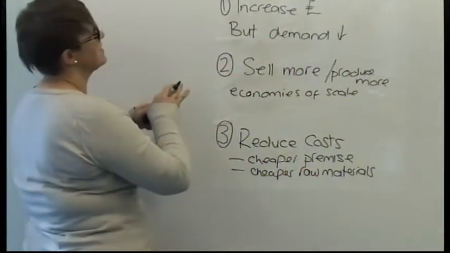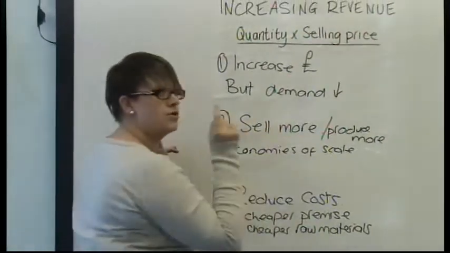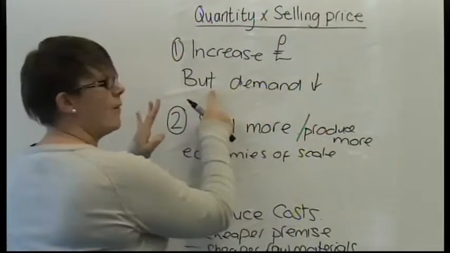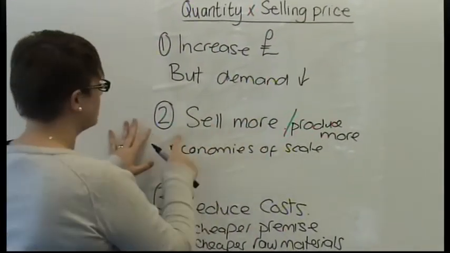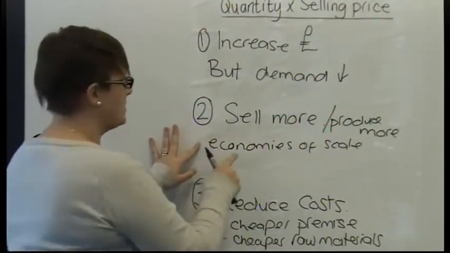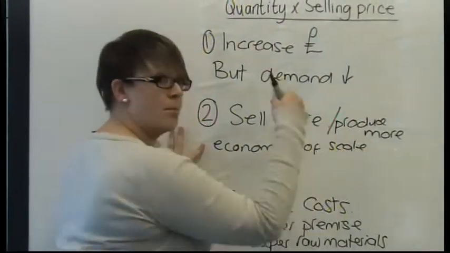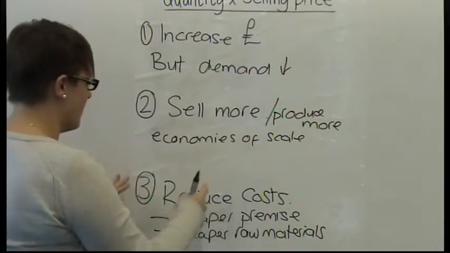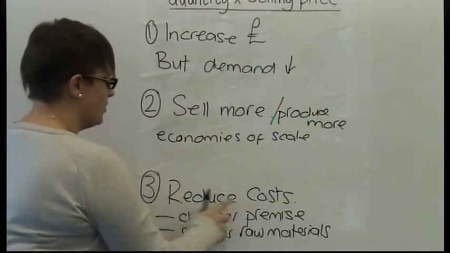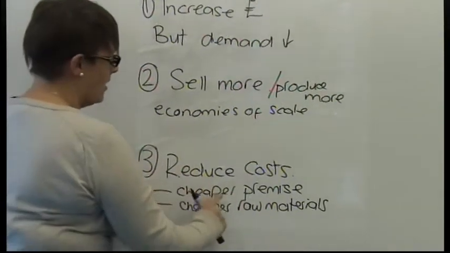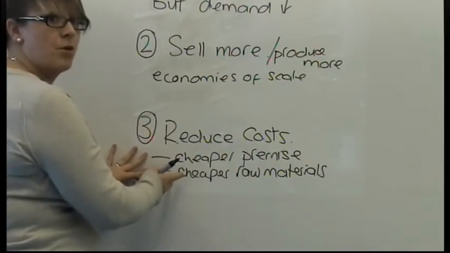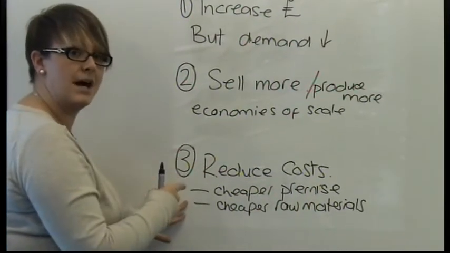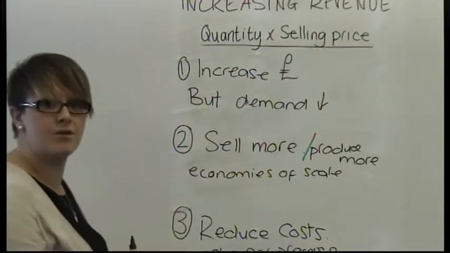So the ways you can do this, if you're trying to increase your revenue, so you're trying to increase the money coming into the business, you could increase your selling price. However, that might bring demand down. Okay, you could try and sell more, which means that you can take advantage of economies of scale, so your price per unit comes down, but just because you're trying to sell more doesn't mean people are going to buy them. And linking onto that, you could try and reduce your costs. So you could do things like try and rent cheaper premises or buy cheaper raw materials. However, if you do buy cheaper raw materials, your quality might go down. Okay, so that's all about trying to increase your revenues.